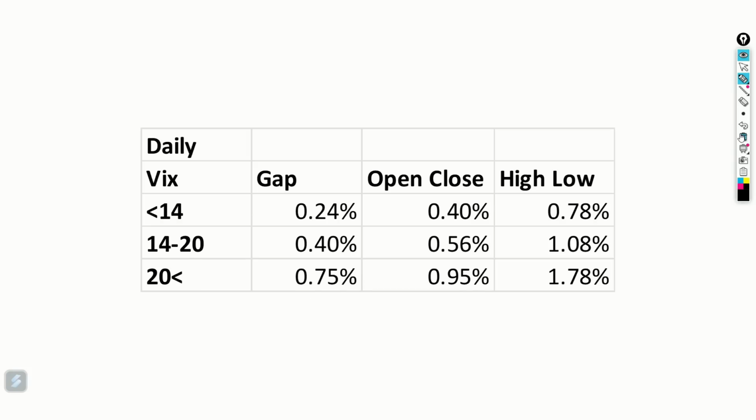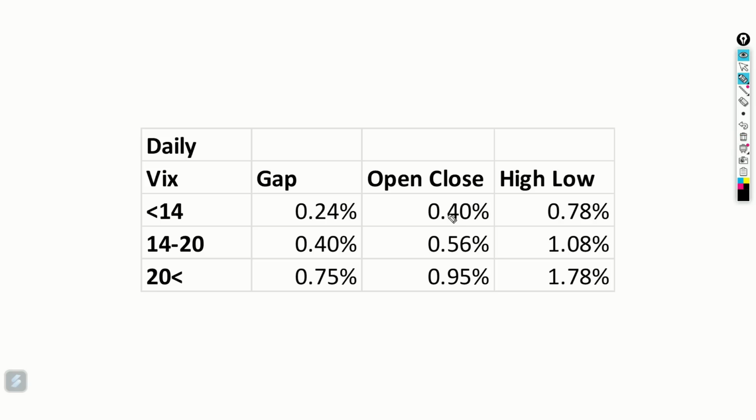You can also see that the average gap up or gap down is much bigger when the VIX is higher compared to when VIX is lower. So how much is the difference? Almost around 3 times. When VIX is under 14, the expected gap up or gap down is under 0.25%, whereas when VIX is greater than 20, it is 0.75%, which is 3 times. And this is the exact reason why we get higher premiums for carrying the position overnight also.